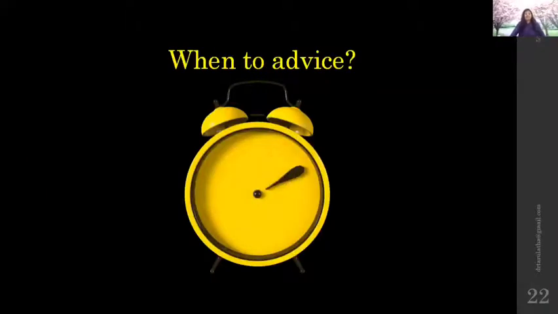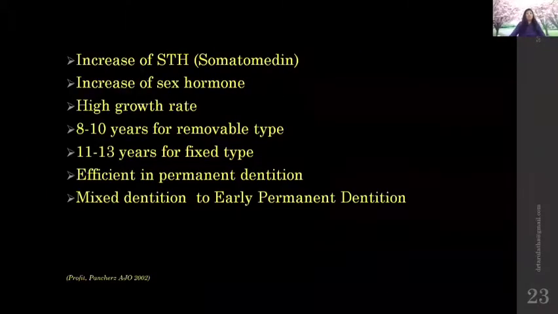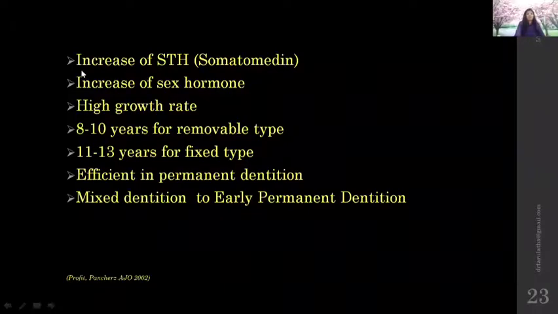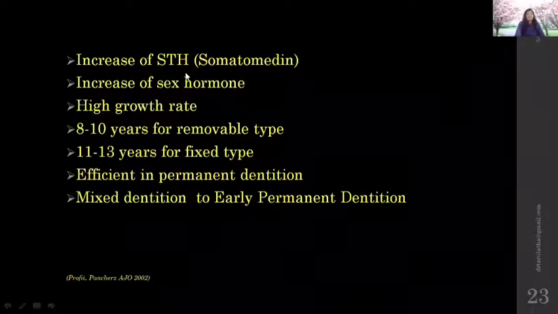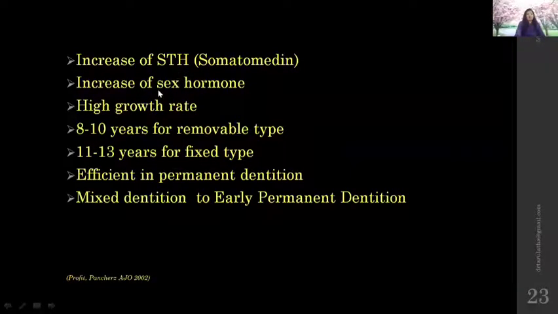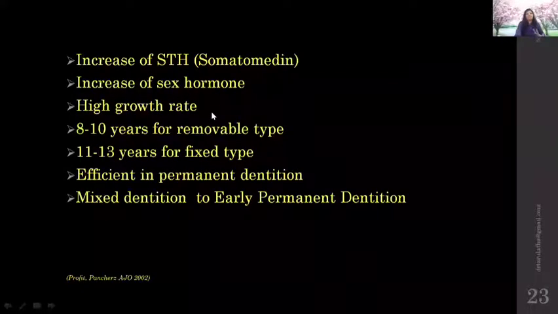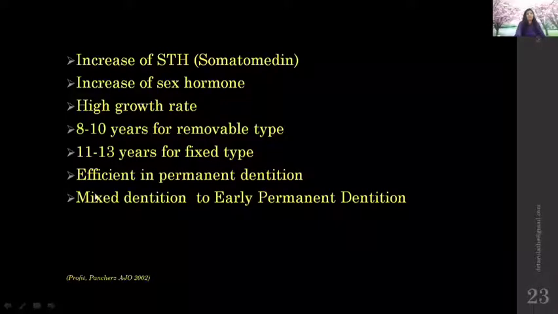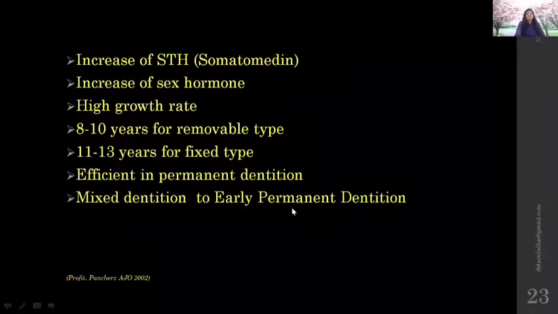So when should I advise? The timing. The timing will be whenever the patient is in pubertal or prepubertal growth spurt. So when I speak about growth spurts, you see a surge in STGF, that is STH, that is your growth hormone. You see the surge in the sex hormones, and there is a high growth rate whenever there is a pubertal growth spurt. Apart from that, you should give the twin block appliance when the patient is in mixed dentition to early permanent dentition. They are considered to be the ideal age.